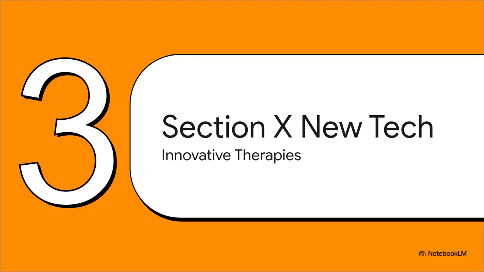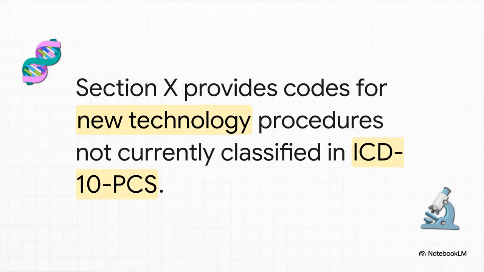Moving on from Section 3 to Section X, New Technology. Now, you might be wondering, what about the really cutting-edge stuff, like chimeric antigen receptor or CAR T-cell therapy? For those, we actually have to leave Section 3 entirely and jump over to Section X. Section X exists specifically to capture procedures involving incredibly novel technologies that just don't fit into the historical PCS classification. This includes CAR T-cell infusions, like tisagenlecleucel or axicabtagene ciloleucel, which group to MSDRG-018.